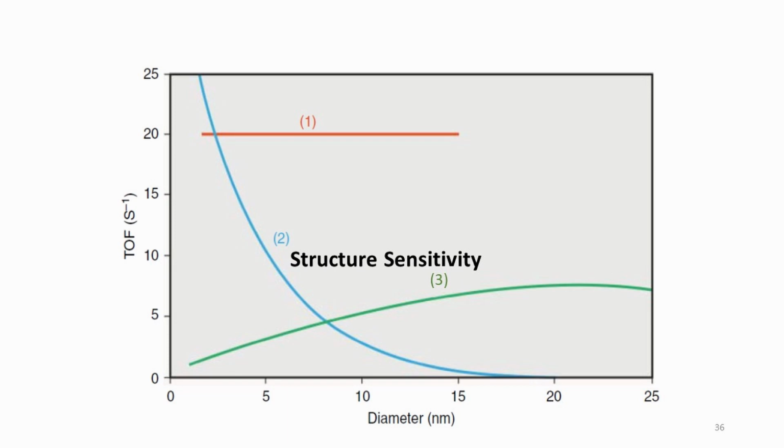The figure shows these three types of reaction. Hydrogenation reactions are of type 1 and are structure insensitive, behavior that is widely reported for hydrogenation of olefins as well as aromatics. In contrast, the turnover rate for C-H bond activation, for example for ethane hydrogenolysis, decreases when particle size is increased. This is type 2.